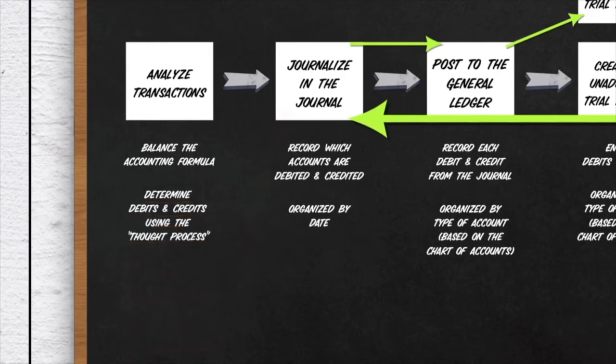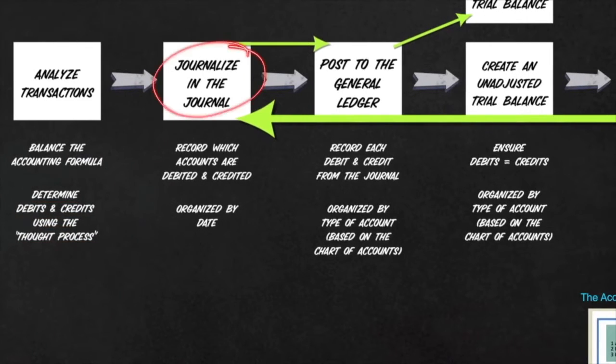And journalizing in the journal is where you officially record the transaction into the company's records or the company's books. So record which accounts are being debited and credited. And remember, debit comes first, credit comes second. You have a description, and the journal is organized by the date. And that was our chapter write-up that was due yesterday on Sunday, journalizing business transactions.